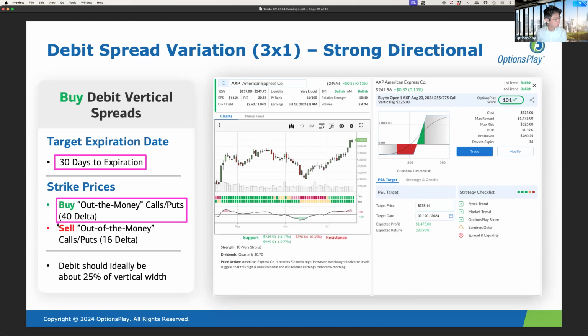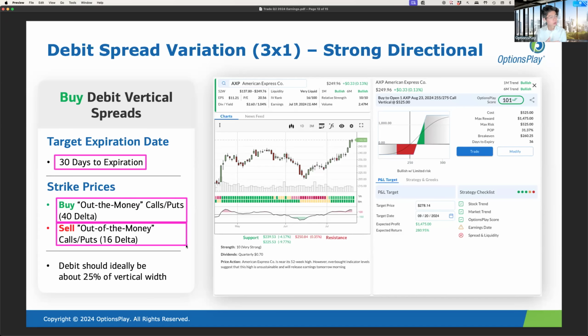And then you're going to sell a 1 standard deviation call against it. Basically, you're selling the expected move. In this particular case, roughly 275. So you're buying a slightly out of the money call option, and selling an out of the money call option that's about 1 standard deviation away.